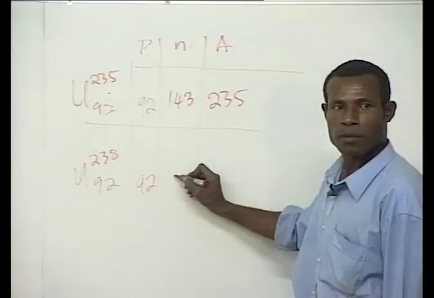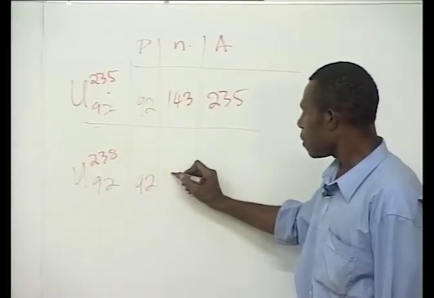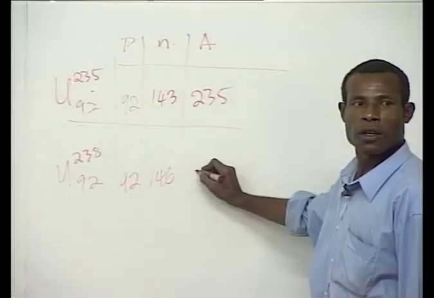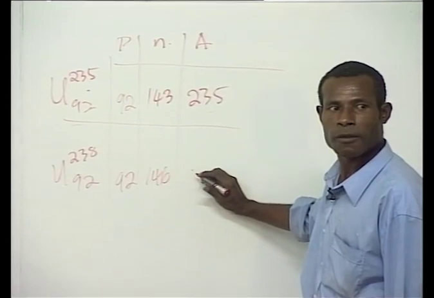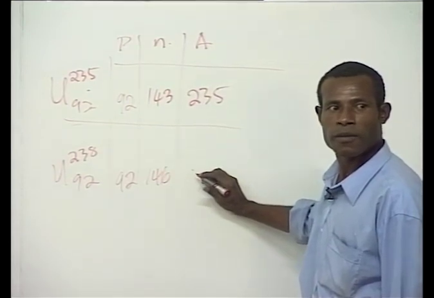And then the last one, uranium. You have 92 protons, and the number of neutrons would be 146. Then you have the mass number, which is 238.